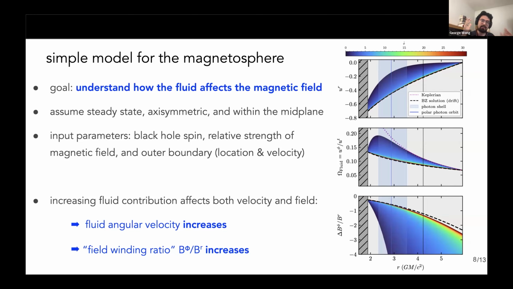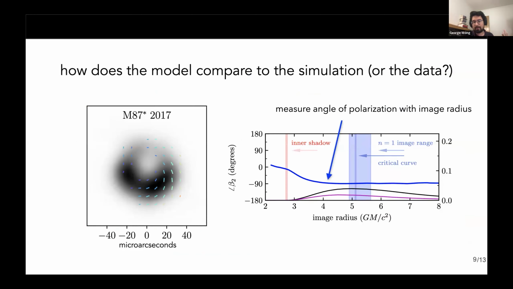And so, okay, this is great. So we have now a simple analytic model, or semi-analytic model, for how increasing the importance of the fluid changes the field structure. And so it's worthwhile to then ask, how does this model actually compare to simulations or to the data?